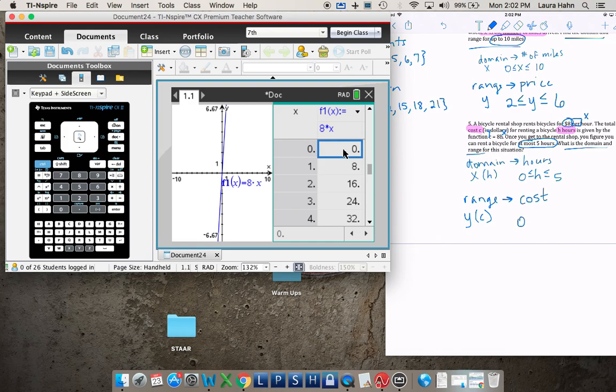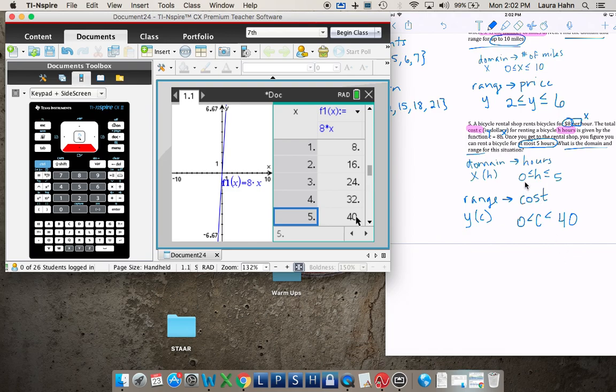All right, so now we need to find the maximum that it could cost us. Well, it's going to cost us the most if we rent it the longest. Well, the longest we can rent it is 5 hours. So if I rent it for 5 hours, it's going to cost me $40. So I know it can cost me anywhere from 0 to 40. Since it's range, let's go ahead and put our C in the middle. Put your 2 less than symbols. That was an ugly C.